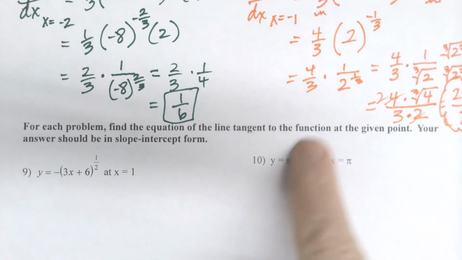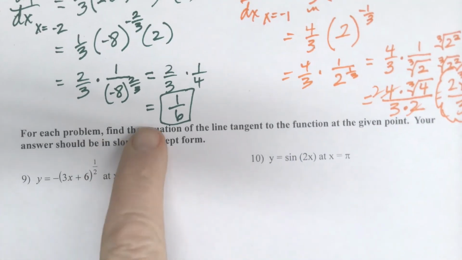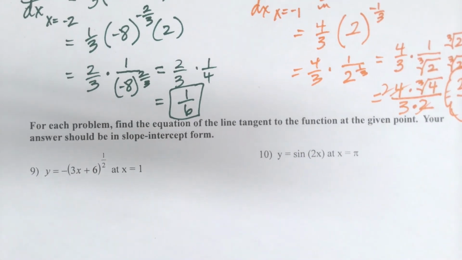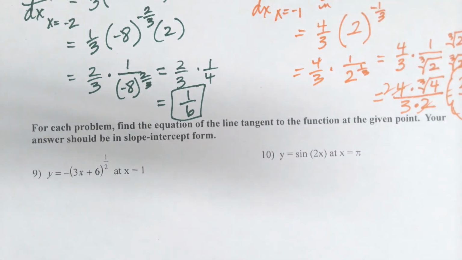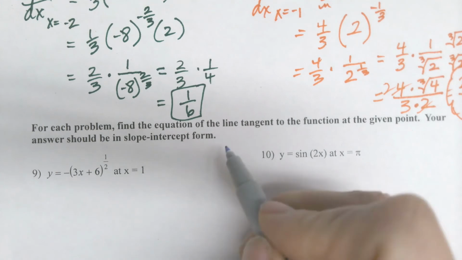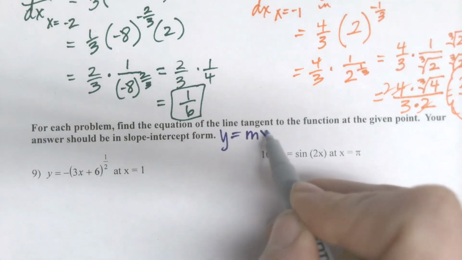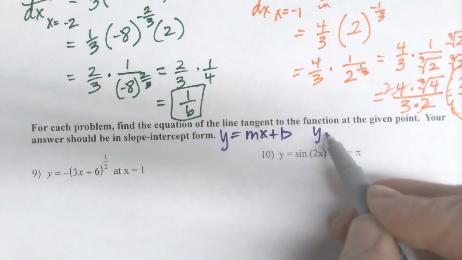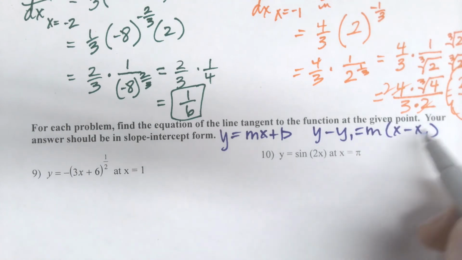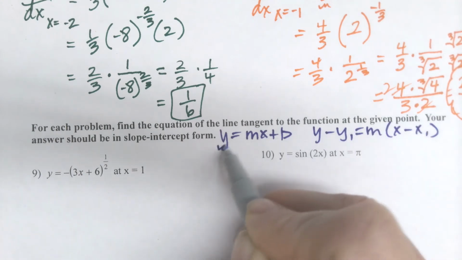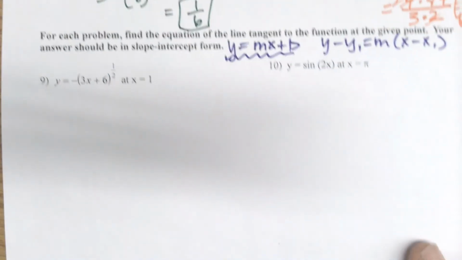Speaking of challenge, we're going to do an equation of a line. This time it's going to be in slope-intercept form. So slope-intercept form, remember, is the y equals mx plus b form, but I'm still going to use the y minus y1 equals slope times x minus x1 to get into that form. But ultimately my answer needs to be in that final form.